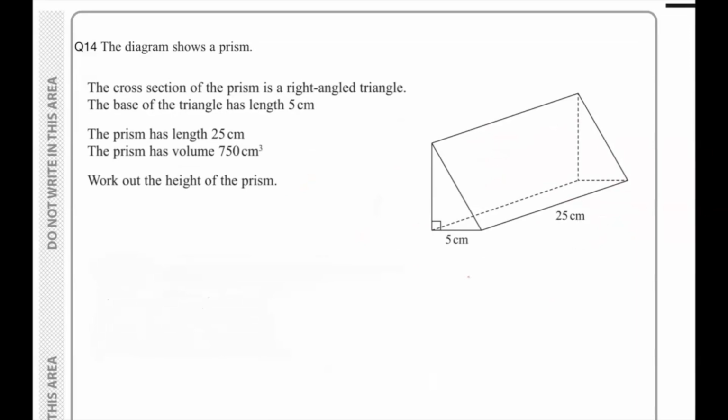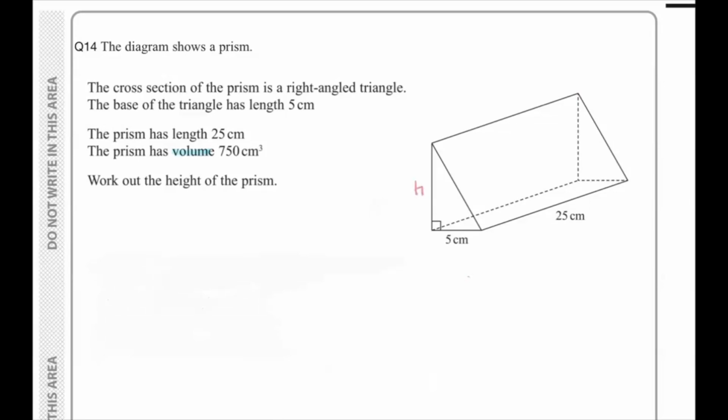Okay, question 14. It's quite a big question. It was 3 marks, so it wasn't giving lots of marks, but it's at that high level of thinking and manipulating and problem solving. So we've got the diagram showing a prism, and we're told that the cross section's right angled. We can see that in the diagram as well. The base is 5, the length is 25, and the volume. And that's kind of our key word that's going to help us get into this problem. We've got to work out the height. So the height is here.